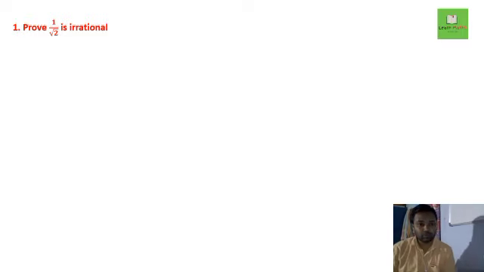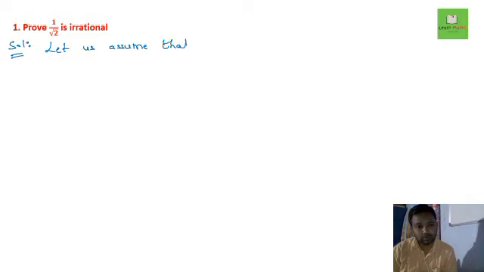To prove that 1 by root 2 is an irrational number, I am going to use the contradiction method. First of all, according to that method, let us assume that 1 by root 2 is a rational number.